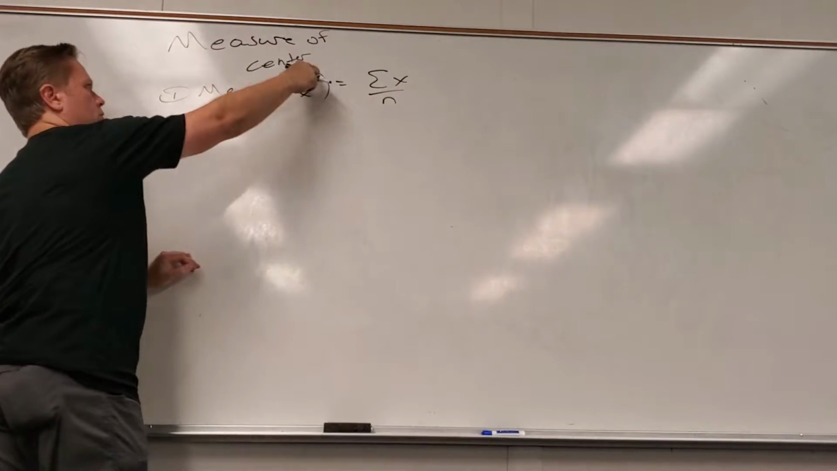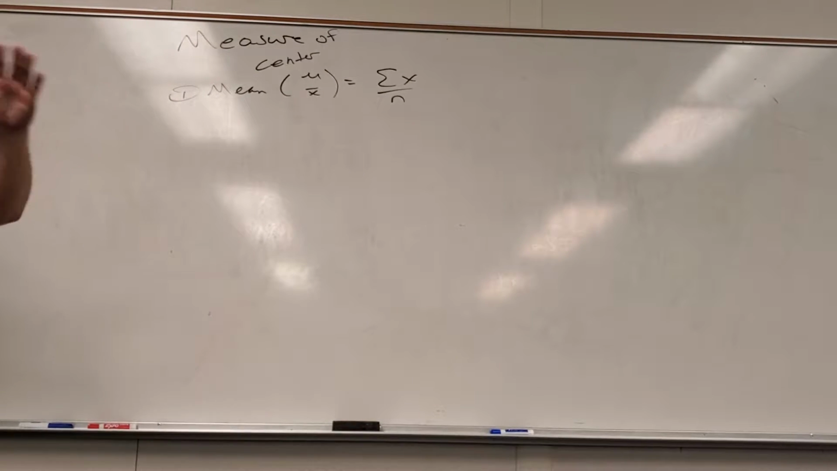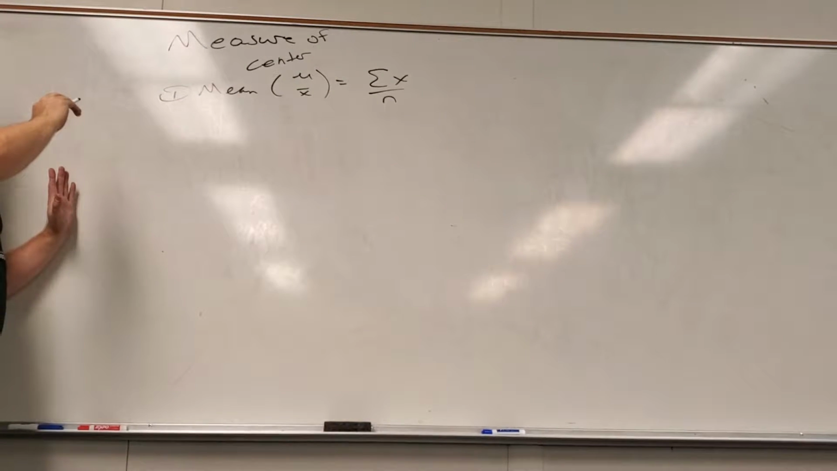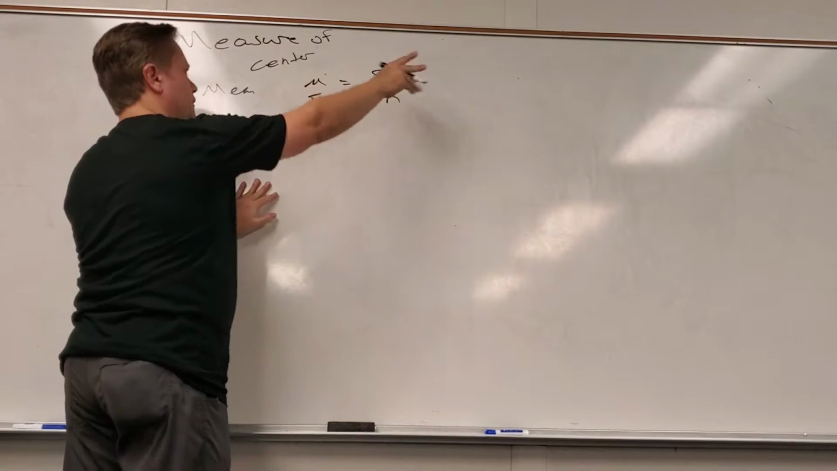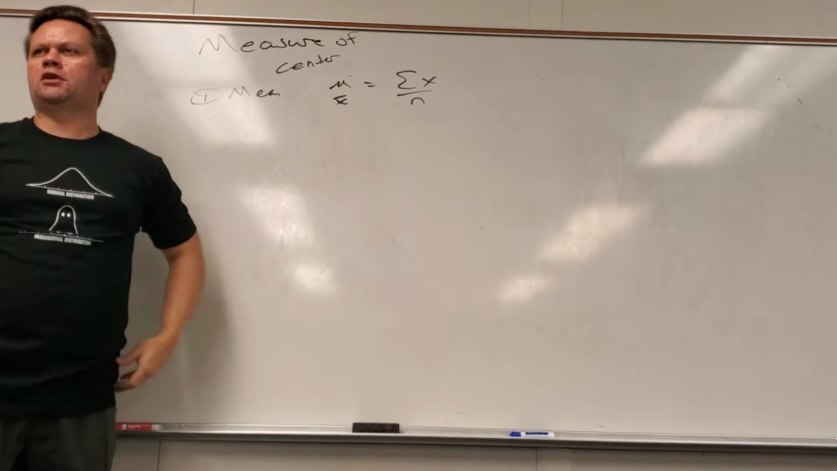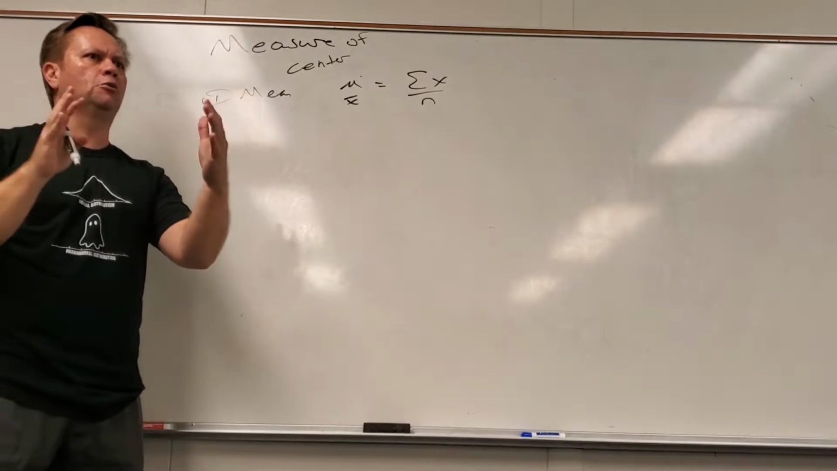So we call that mu or x bar based on if you have a population or a sample. So it could be mu equals that, or it could be x bar equals that, depending on if you have a population or a sample. The work doesn't change, just the symbol we use changes to designate that it's a different kind of group.